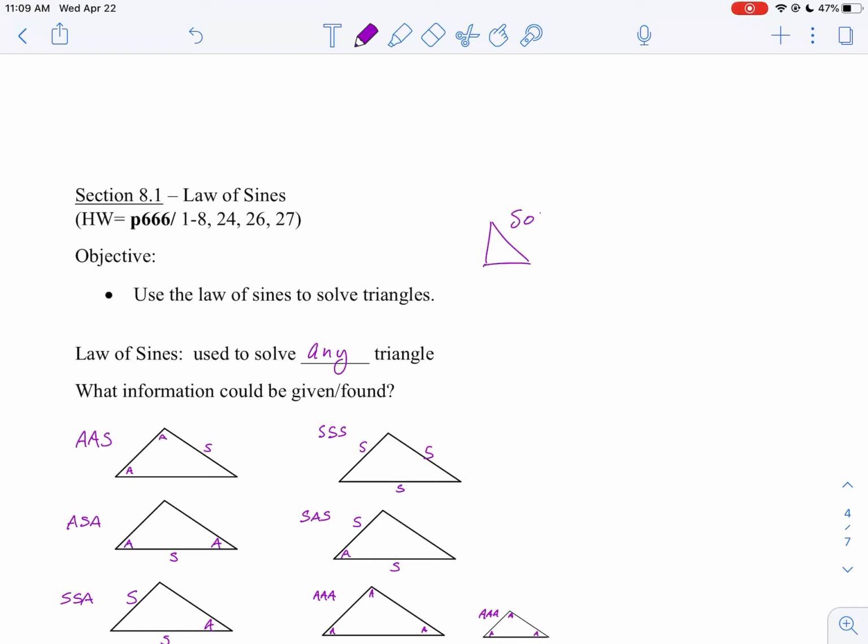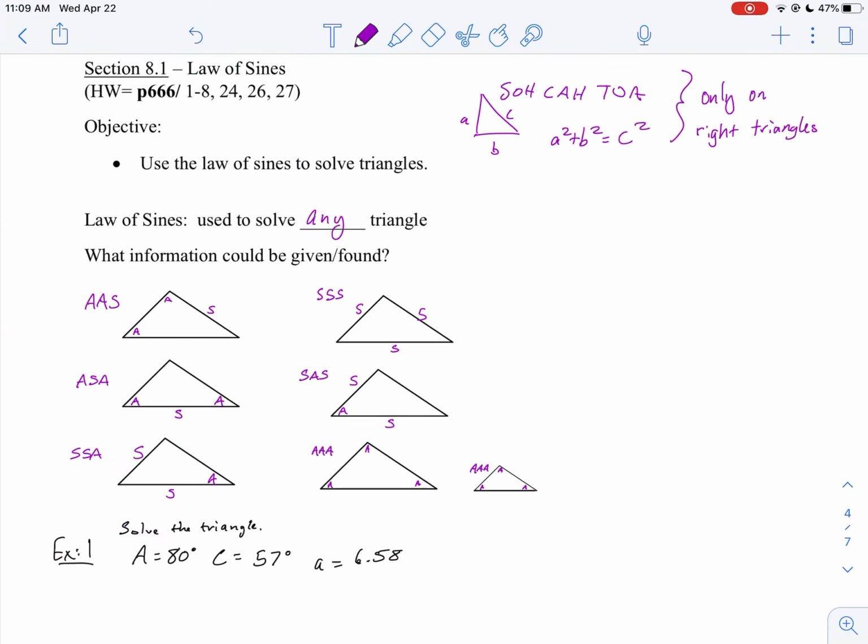We've been working with SOHCAHTOA. We've been working with the Pythagorean theorem, a squared plus b squared equals c squared. And these are great tools, but they only work on right triangles or 90-degree triangles. So the law of sines can really be used for any triangle.